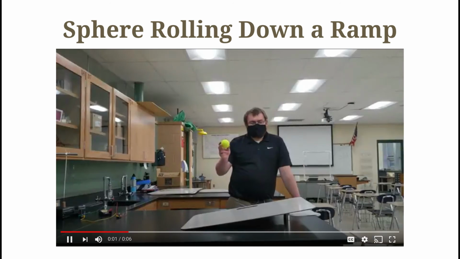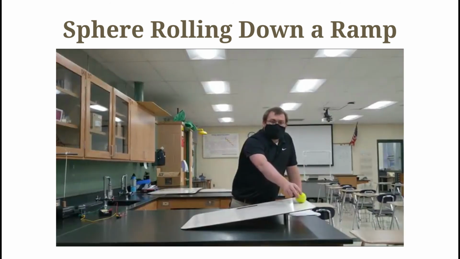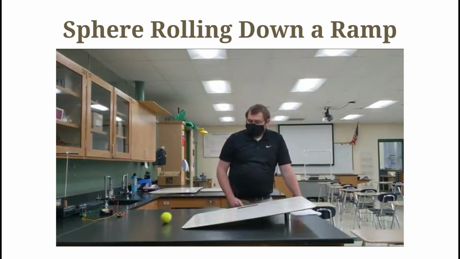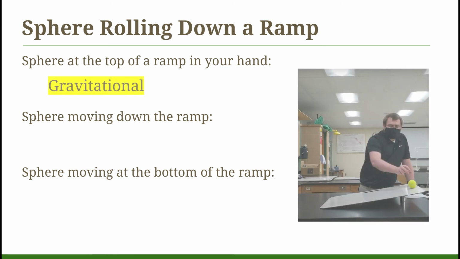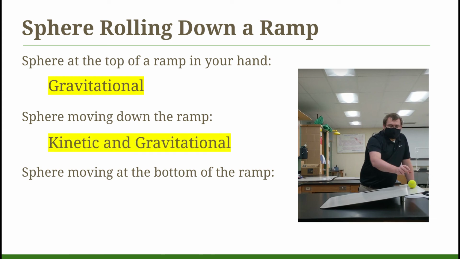Here we have a sphere rolling down the ramp, so I'll put it at the top, not moving yet. Then I'll go and let it roll down. So when the sphere is at the top of the ramp, it is not moving, but it is higher up off the table, and so it has gravitational energy because it's higher up, but it doesn't have kinetic because it's not moving.